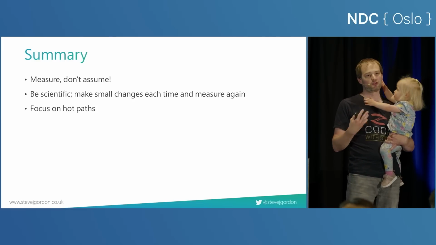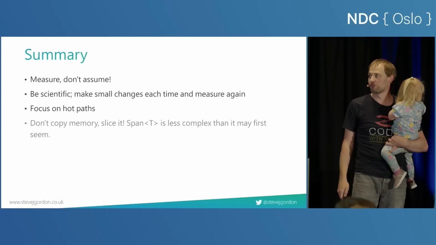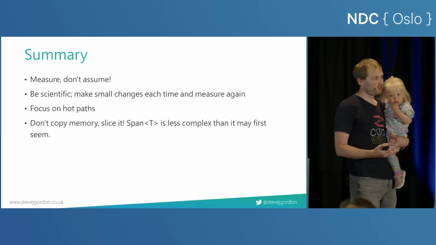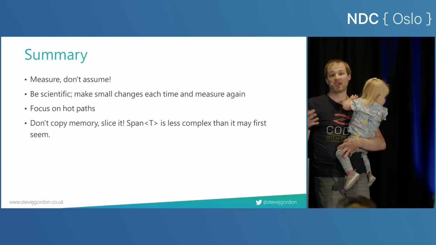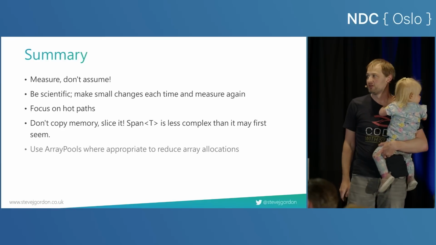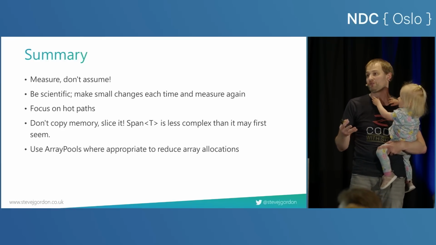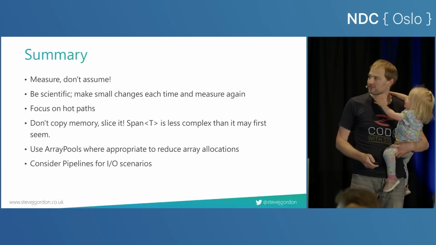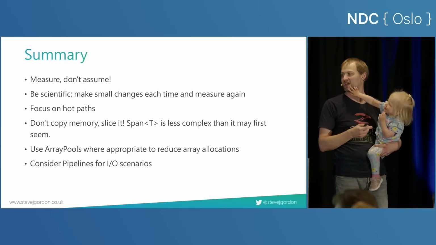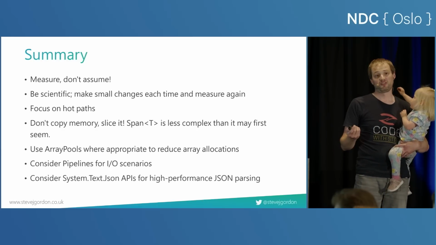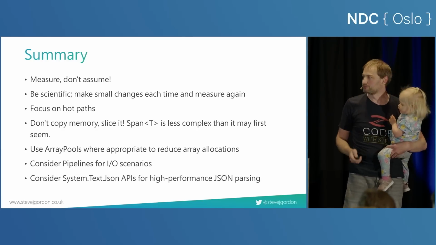Don't spend your time on methods that are called once or twice in your application lifetime. Those hot paths are where you want to focus your time. Don't copy memory, slice it, and that will ensure that you're avoiding a lot of the overhead and the time spent working with that data. ArrayPools are really useful and an easy switch to avoid short-lived array allocations. Pipelines can be quite good if you're in a niche scenario where you do a lot of data streaming. And consider System.Text.Json APIs for high-performance JSON data.